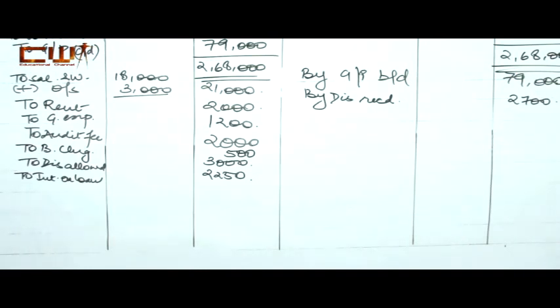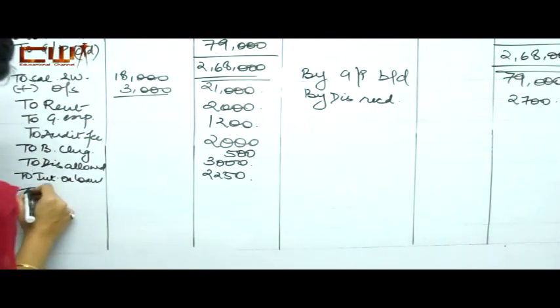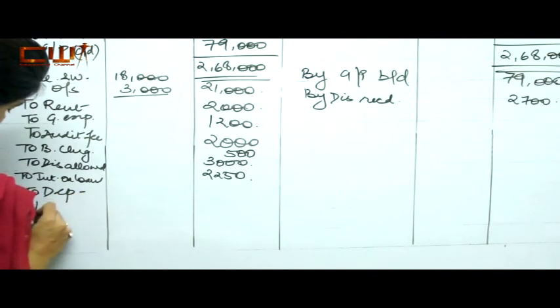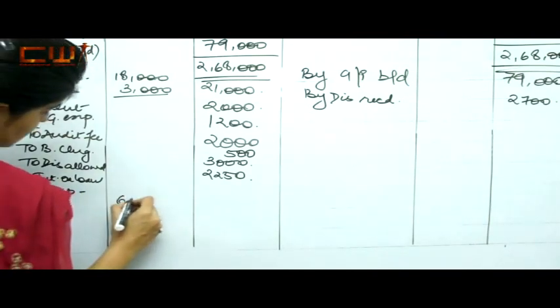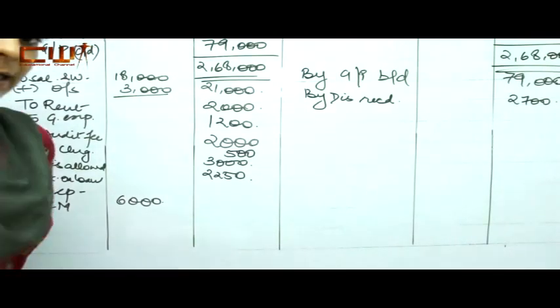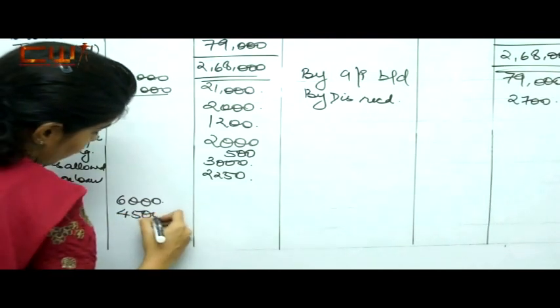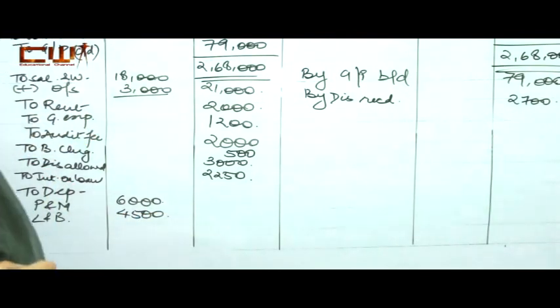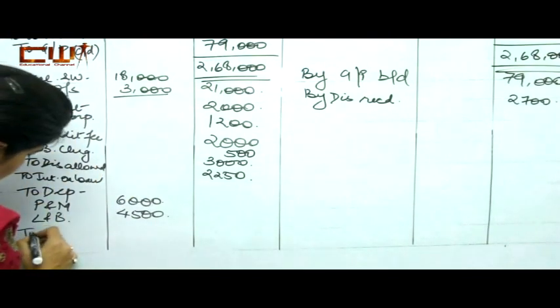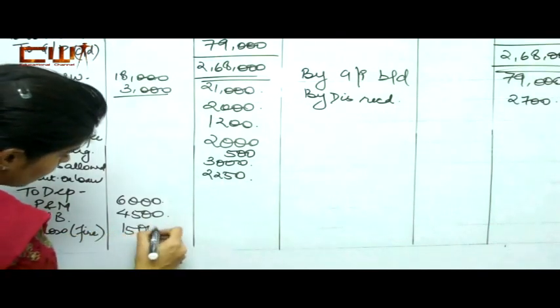What next? Next you have depreciations. Depreciation on plant and machinery 10%, land and building 5%. So plant and machinery it will be 6,000, right? To depreciation you have plant and machinery 6,000, and for your land and building it will be 4,500. What next? You have loss by fire. How much I told you will come? To loss by fire 1,500, right?